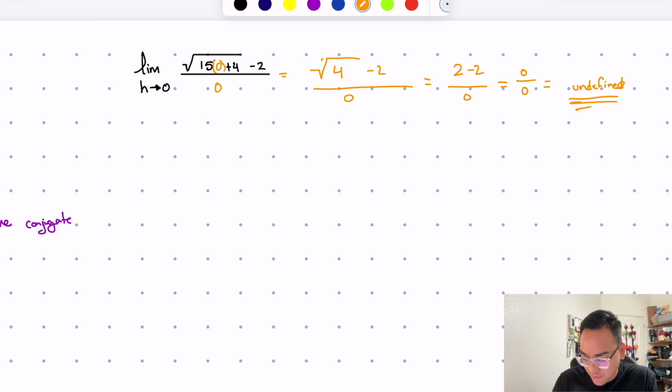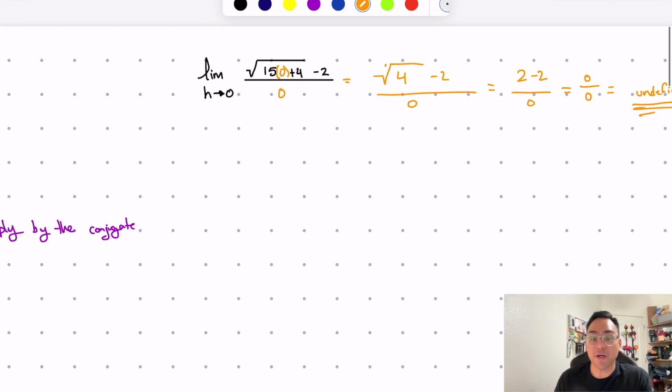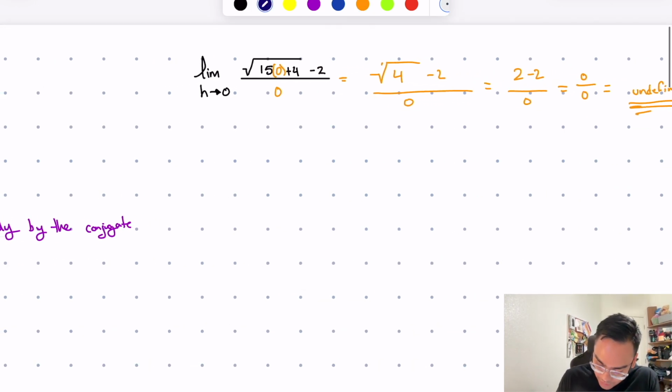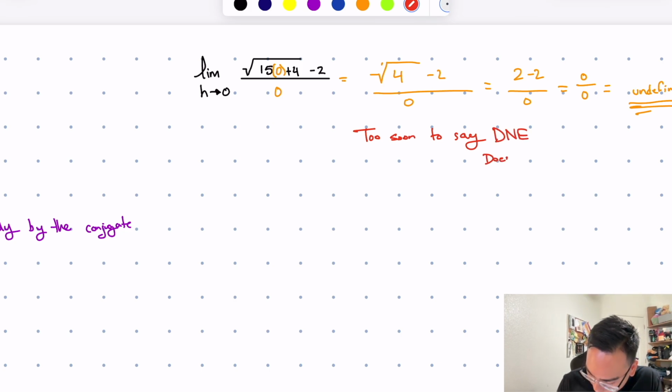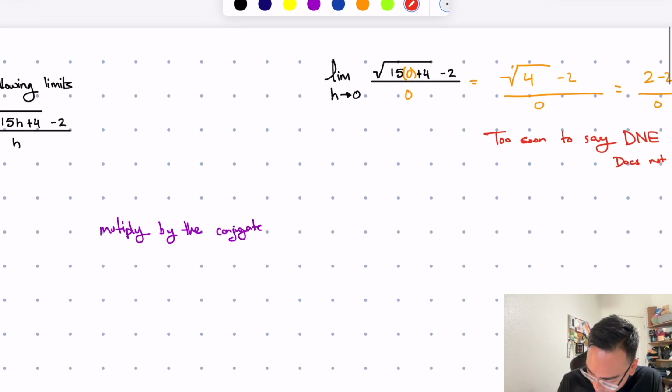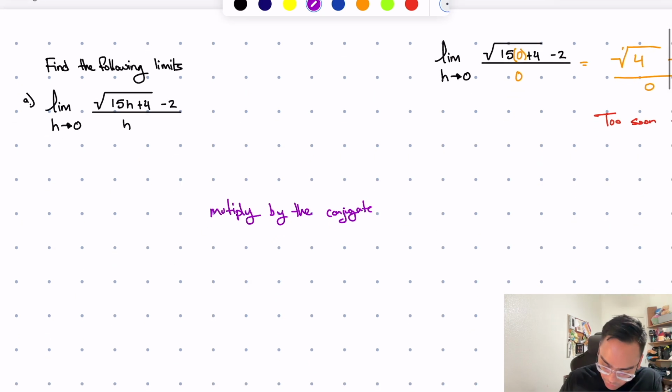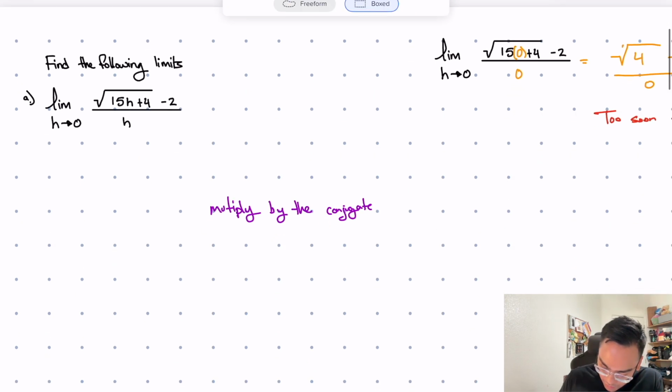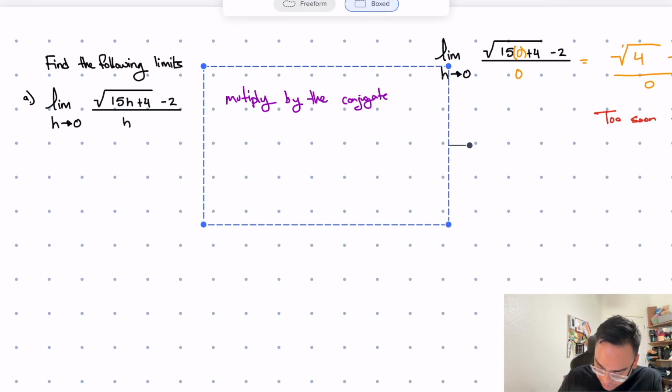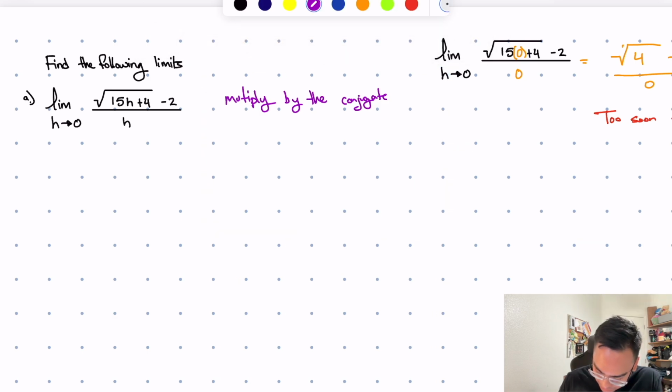But that's not the answer. We can't say that it's undefined because we haven't exhausted every possible means. So we're going to come up with a new method. So it's too soon to say DNE, does not exist. It's too soon because we haven't explored all the methods yet. So to find the answer, we're going to multiply by the conjugate.